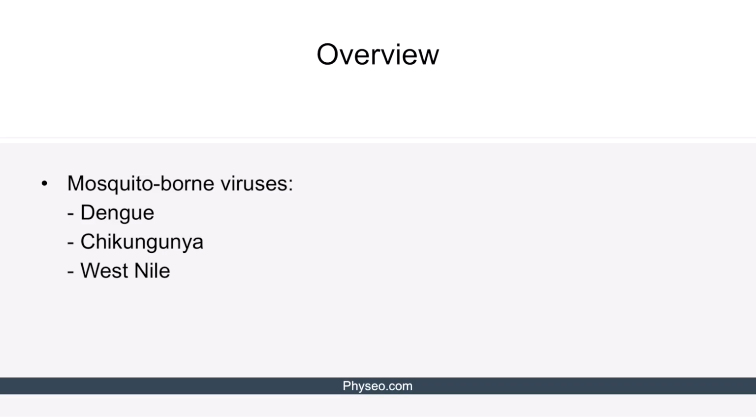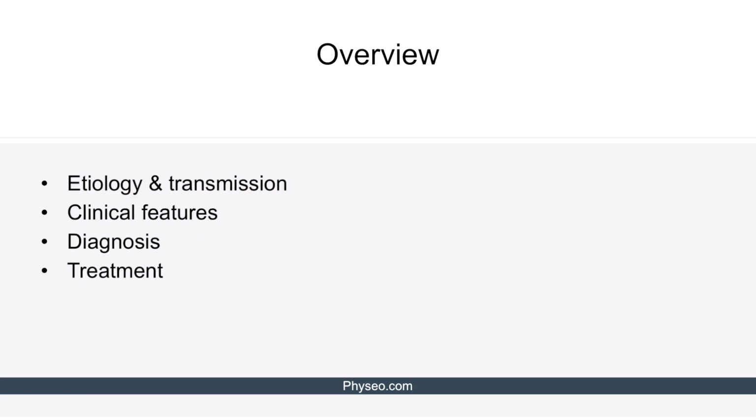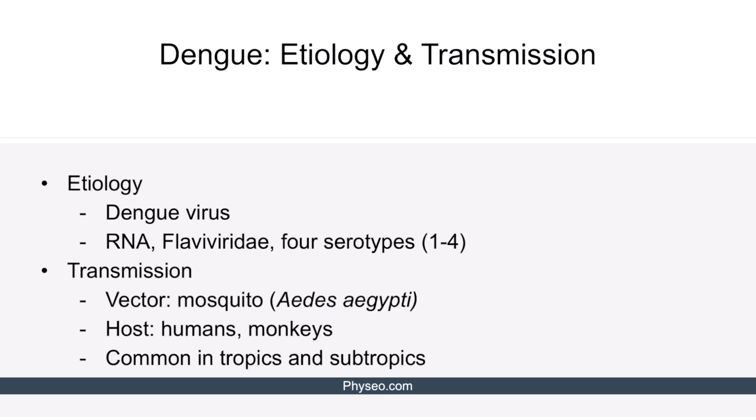Let's begin. In this section, we will go through the mosquito-borne viruses including dengue, chikungunya, and West Nile. This is a list of each subtopic we will cover for every disease. Let's start with dengue. Dengue is a mosquito-borne disease caused by the dengue virus.